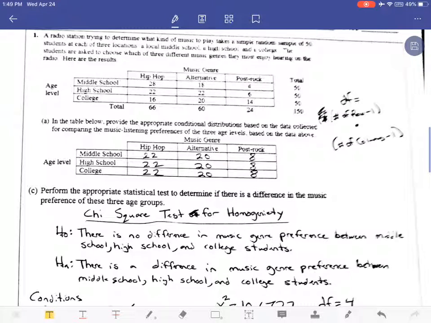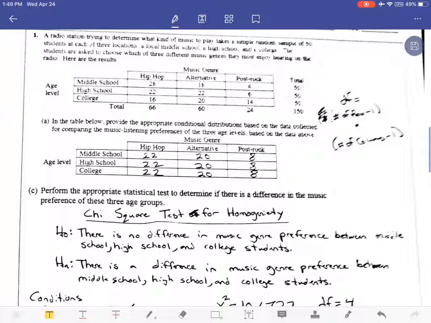But the first thing we want to do is write down what type of test it is. Anytime we do a significance test or a confidence interval, you want to write down what type of test it is before you start solving it. That's one of the things that they look for when they're doing the grading on the AP test. So we have a chi-squared test for homogeneity.